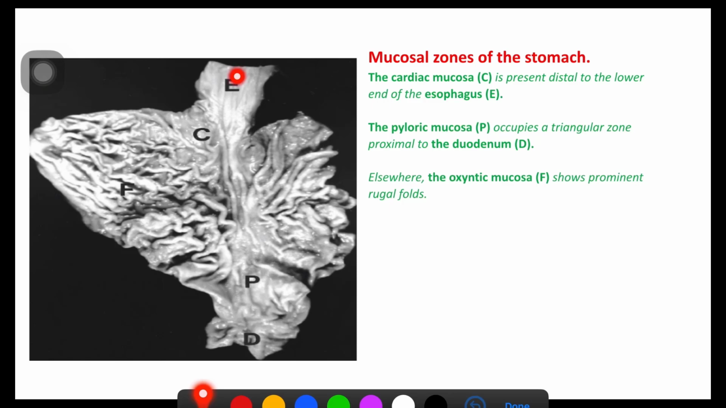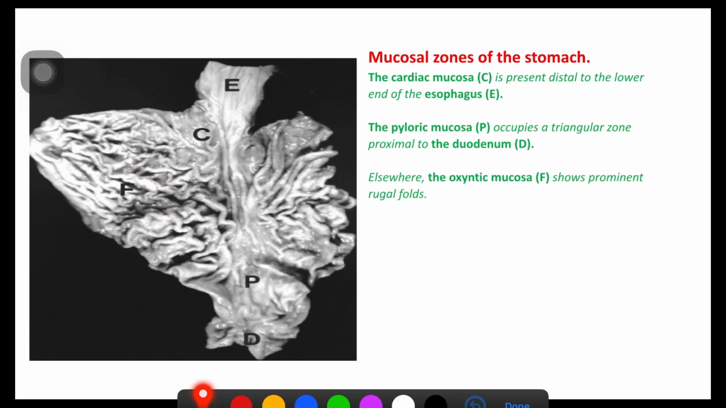Now if we cut open the stomach, there are different mucosal zones. Here you can identify the cut open stomach. This is the esophagus. Here is the cardiac mucosa, distal to the lower part of the esophagus. The pyloric mucosa is a triangular zone proximal to the duodenum, and here is the fundus, which has oxyntic mucosa.